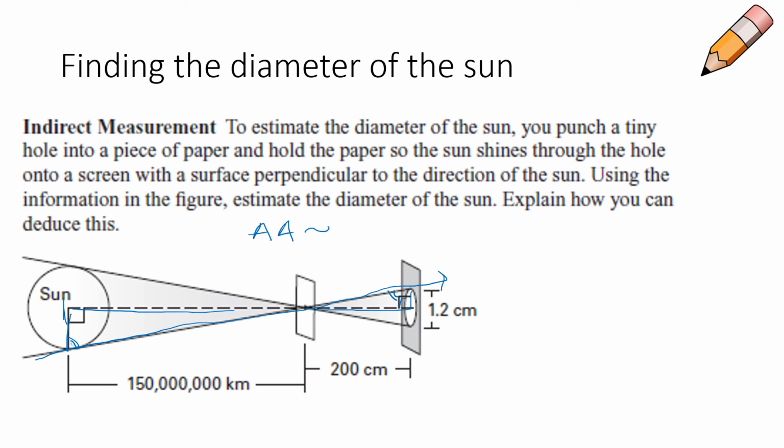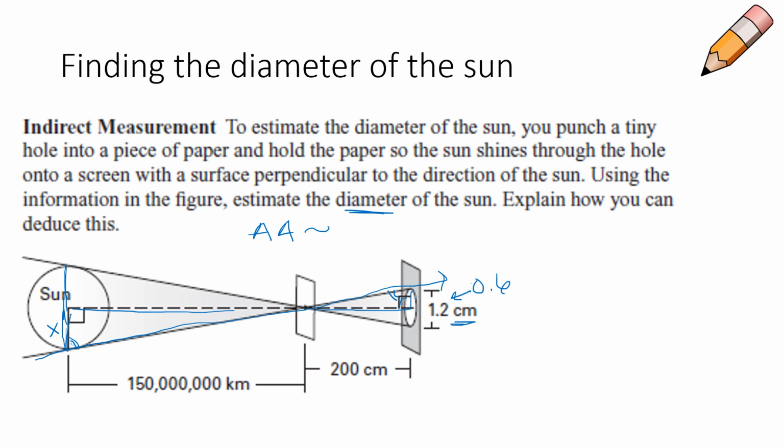So I'm going to try and figure out what this little segment here is. And again, we are trying to find the diameter. So once I figure out just this radius, we're going to have to double it to find the whole diameter. So if I cut this whole diameter of the smaller circle in half, it's going to be 0.6.